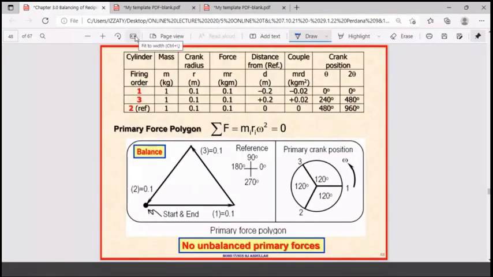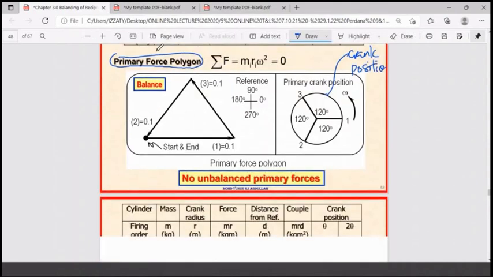Look at the polygon. Primary force. This one you've already done. You can put 1 at vertical, you can also put 1 at horizontal, doesn't matter. So now you have what you have here. You know that from the crank diagram, or sometimes we call it crank position or crank diagram, it is the same. You found that it is balanced, so this one is also balanced. And another one, you construct another one, this one.